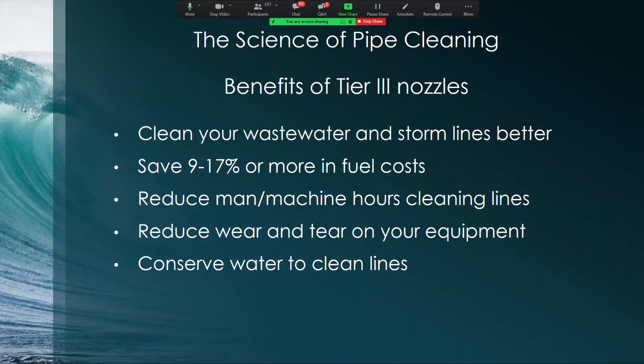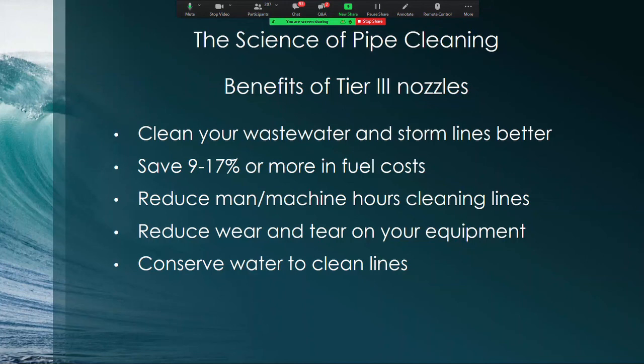Going over and just doing a quick review. You can clean your wastewater and storm lines better was one of the goals that I wanted to talk to you folks about, and hopefully I've managed to do that today. I've talked to you about savings in fuel. We say 9 to 17%. I know I can do that. The 9%, hands down, eyes closed.